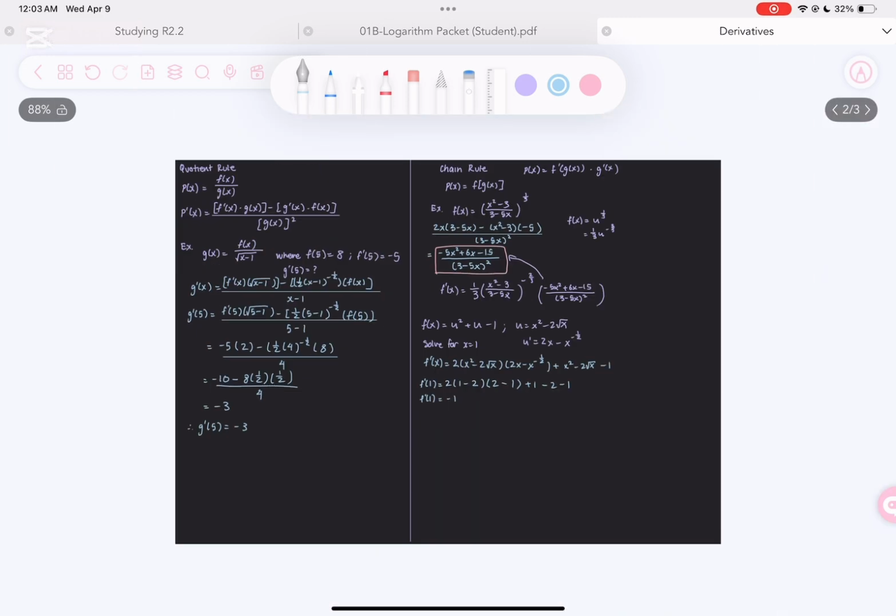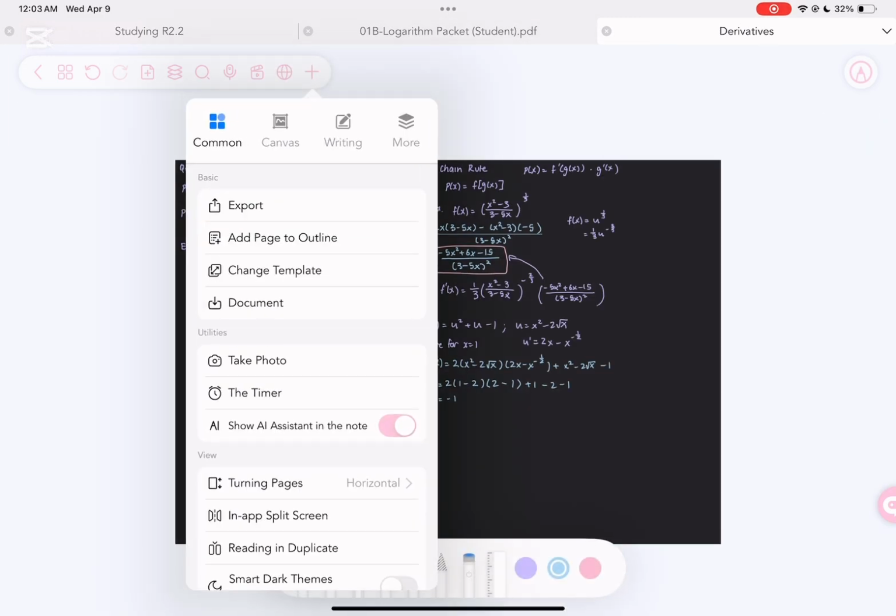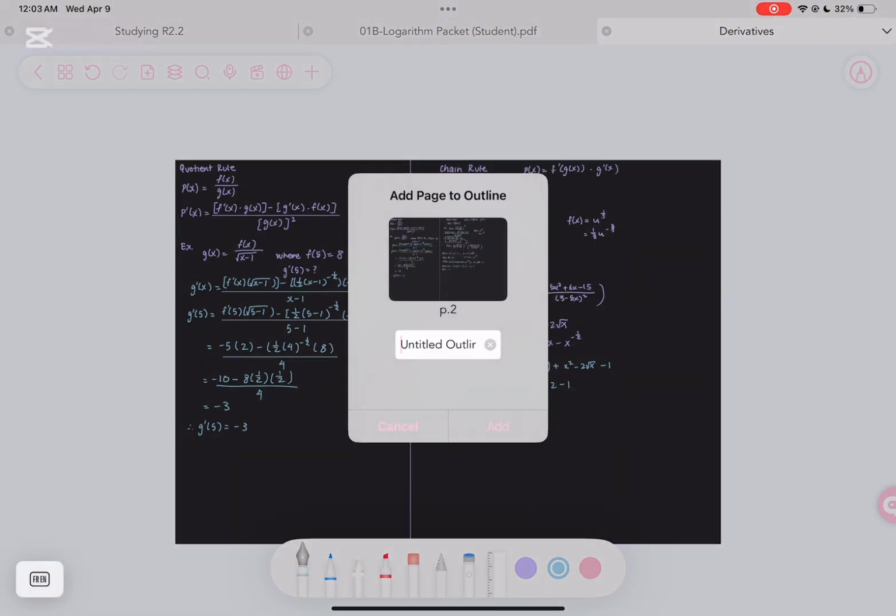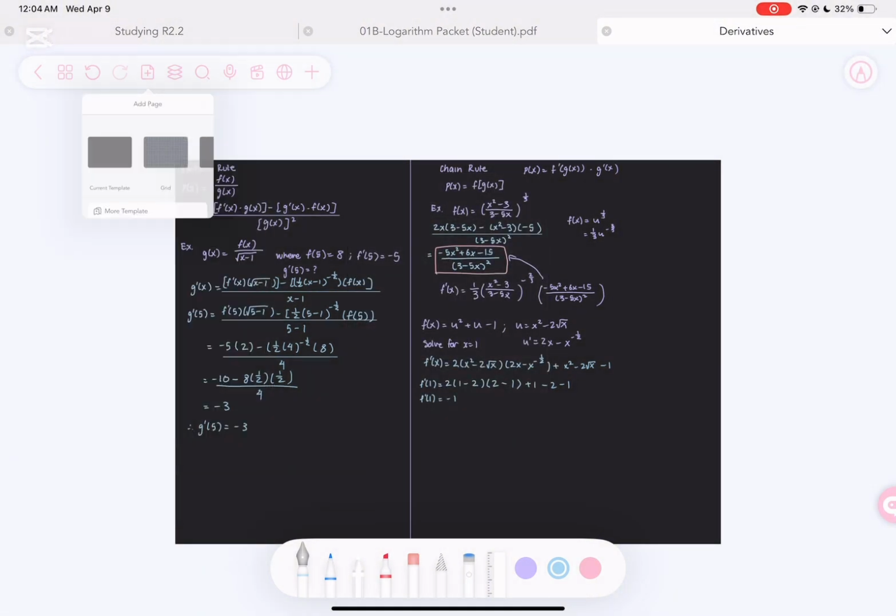And now, I should add a page before getting into those types of questions. Do I click this? No! Oh, this. Gosh, what a genius.